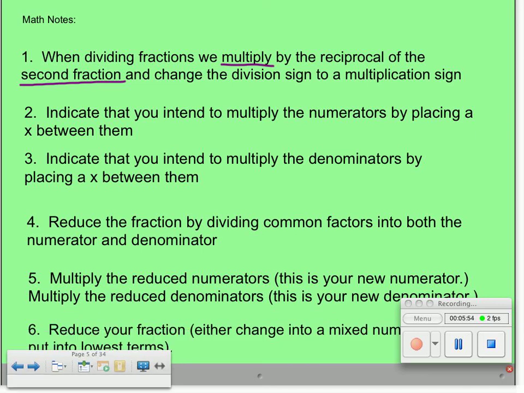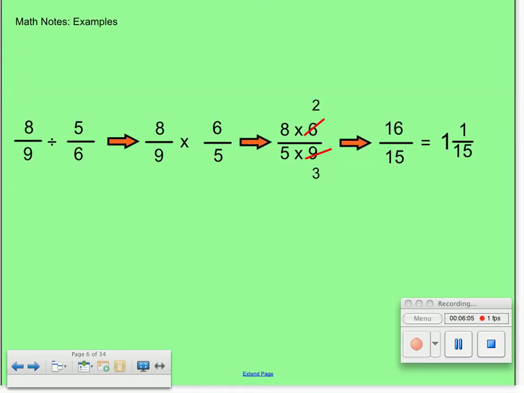You're going to multiply your reduced denominators to get your new denominator. And then, of course, you are going to reduce the fraction, either changing it to a mixed number or putting it into lower terms if you have another common factor. That is, if you haven't reduced all the way up here in step number 4.